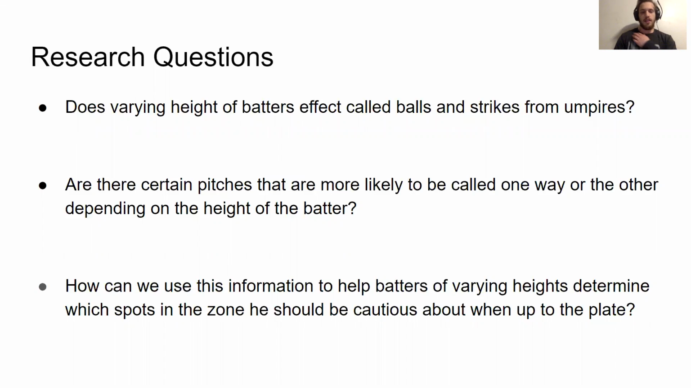So the questions that we wanted to think about were whether or not varying height of batters affected called balls and strikes that were called by umpires. Additionally, what certain types of pitches are more likely to be called one way or the other, depending on how tall the batter is, and how can we use the information that we find in order to help batters and pitchers determine which spots in the zone would be most effective or batters should be most cautious about when up to bat.